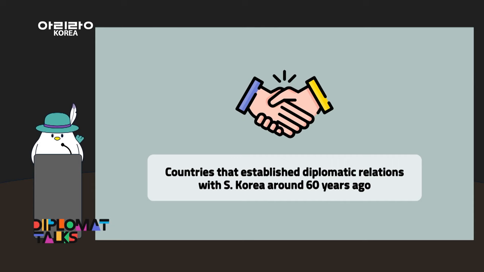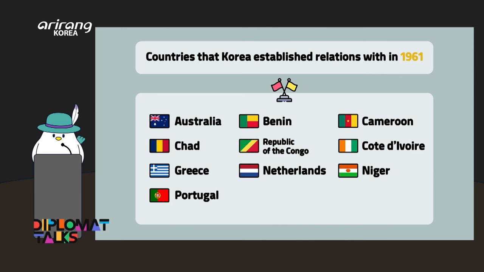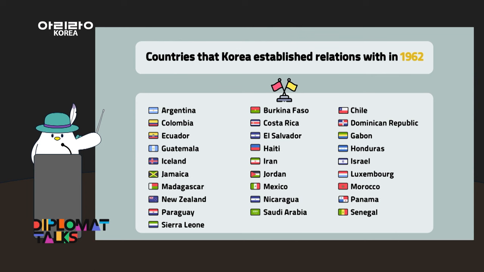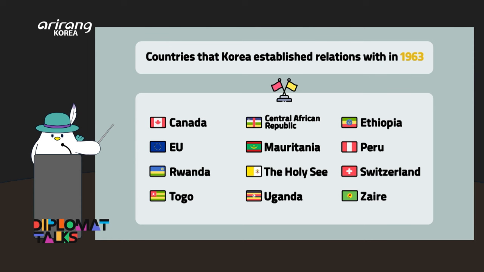Focus, everyone. Here are the countries that established diplomatic relations with South Korea around 60 years ago. It was interesting to see that there were a lot of countries and they're all clustered around 1961 to 1963. Here are the countries that Korea established relations with in 1961. Next, here are the countries Korea established ties with in 1962. There were a lot of countries that established ties with Korea this year. And now for countries that are celebrating the 60th anniversary of diplomatic relations with Korea this year. Let me show you.